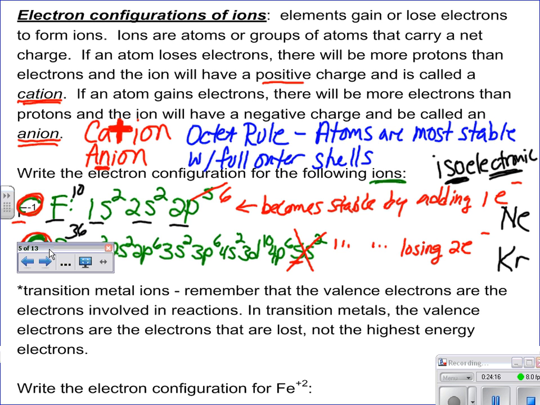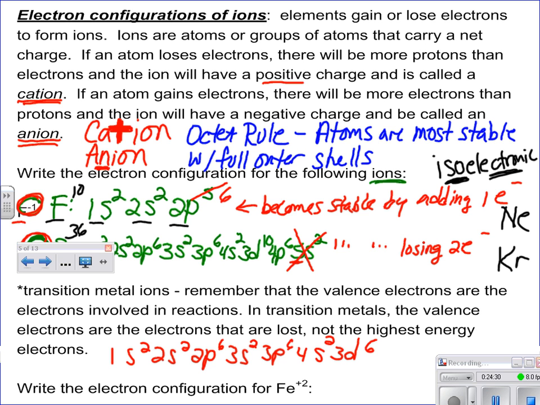1s2, 2s2, 2p6, 3s2, 3p6, 4s2, then 3d, and we count over, and there are 6 of them. So that is for neutral iron.